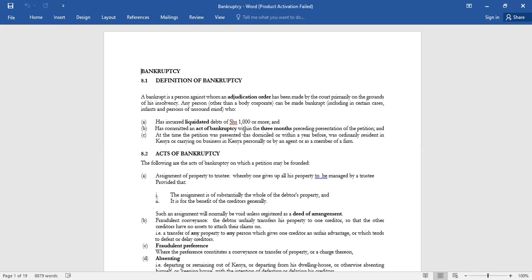Two, the person has committed an act of bankruptcy within the 3 months preceding presentation of the petition. So had this guy gotten himself into another liquidated debt of 1,000 that they were unable to pay in the last 3 months, they also qualify. And three, at the time the petition was presented, the person was domiciled, or within a year before was ordinarily resident, in Kenya or carrying on business in Kenya personally or by agent or as a member of a firm.